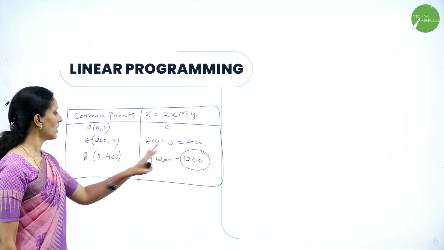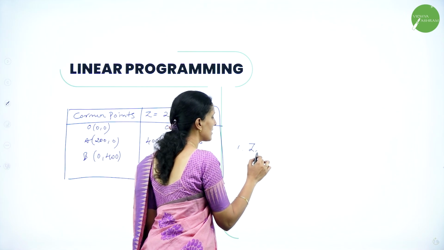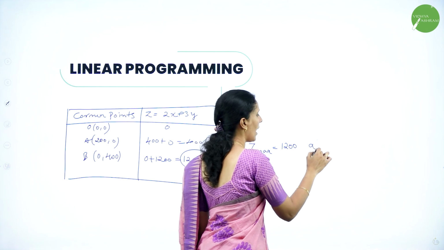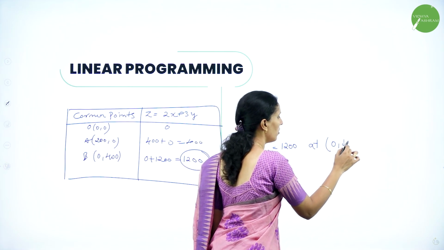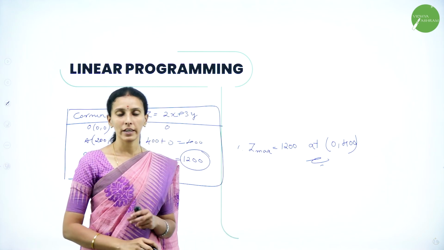Now you can observe the value we got is 1200. Therefore, Z has a maximum value of 1200 at the point 0, 400. This is the optimal solution for the given LPP.